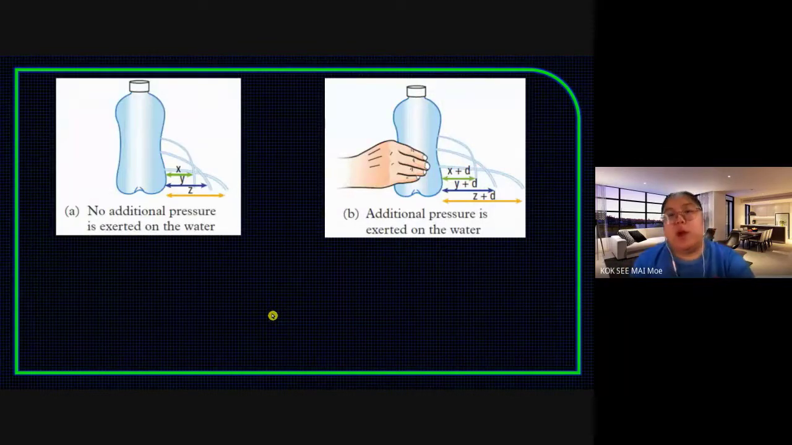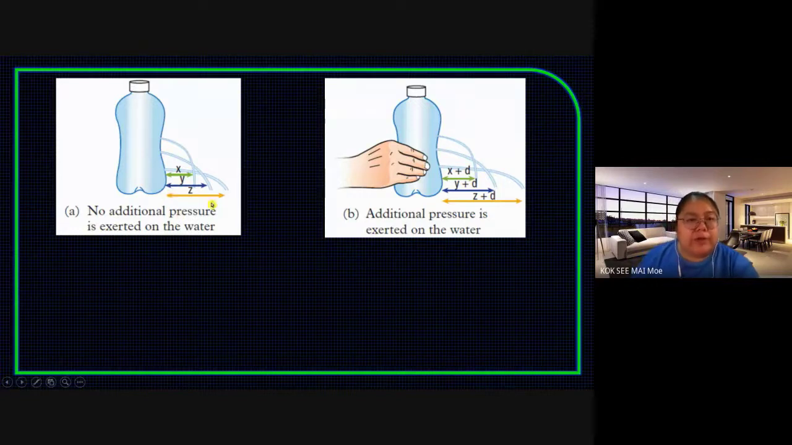So this one is one of the activities you can do by yourself. You take one mineral water bottle, then make three holes at different levels: the highest, middle, and the bottom. Then you fill the bottle with water. You use cellophane tape to close the holes first, never applying any pressure. Then you open the cellophane tape and let the water flow.